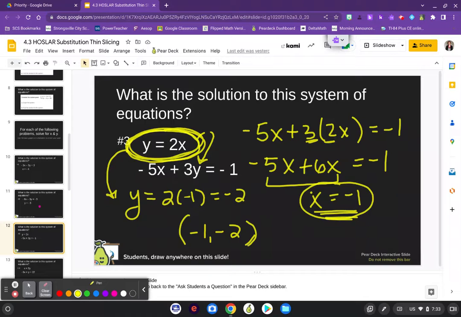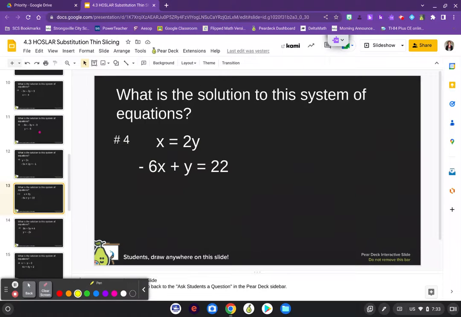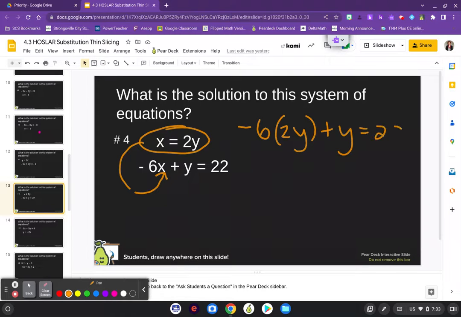All right, let's try another one. Again, this time I have x equals 2y, so it's not a specific number, but because x is equal to 2y, I can replace x in my other equation with what it's equal to. And then I can just finish rewriting everything else.